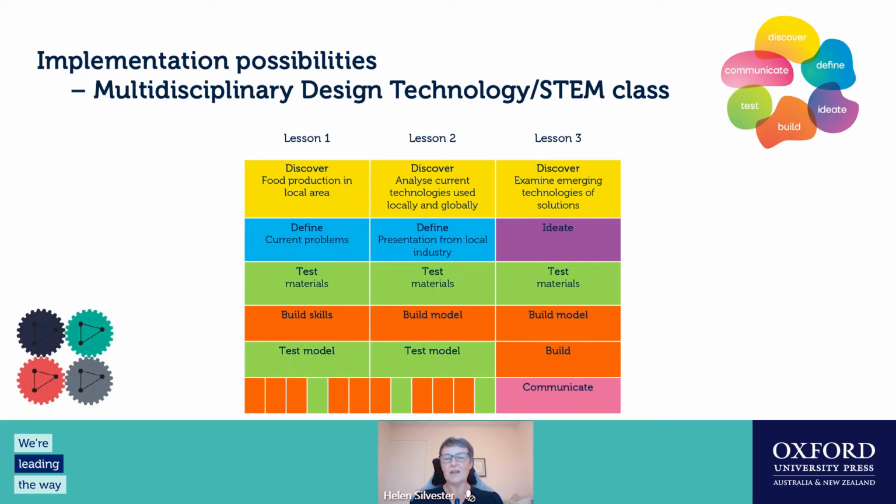Once you've defined the problem, then you're going to go into the ideation stage, what possible solutions there are. You might spend some time actually testing different types of materials. You might then build your vertical garden from the materials that you've tested. Then you've got to test your models to see if they work. You might then need to go back and rebuild again. Depending on how much time you have in those STEM classes, you repeat that cycle a number of times.